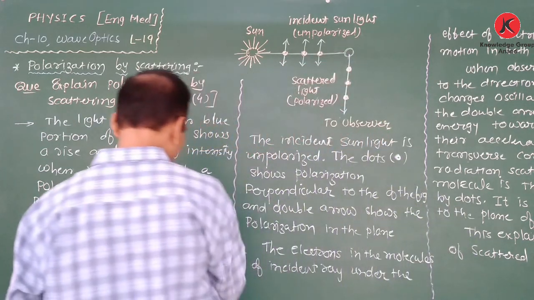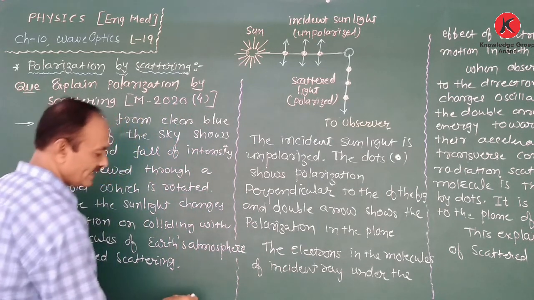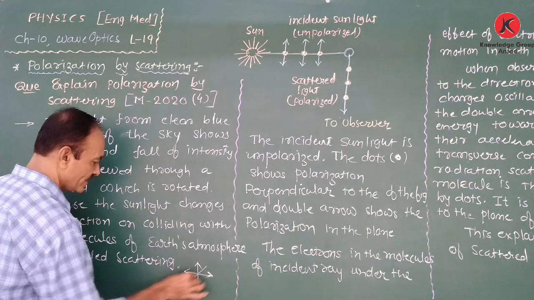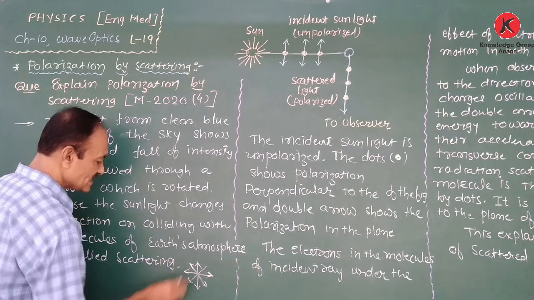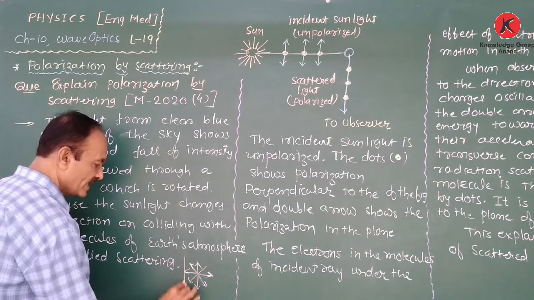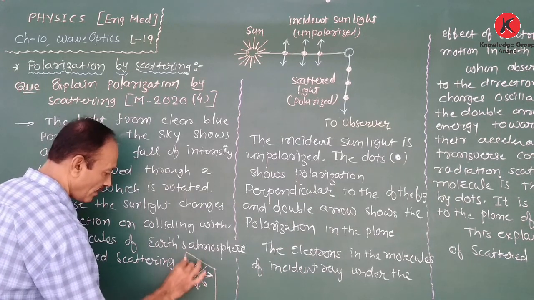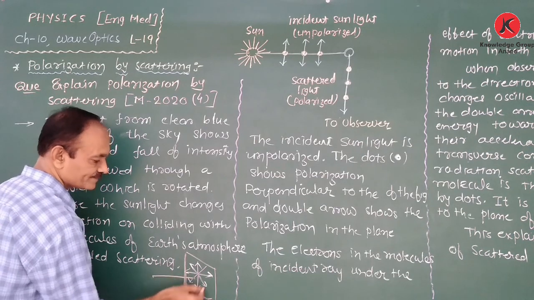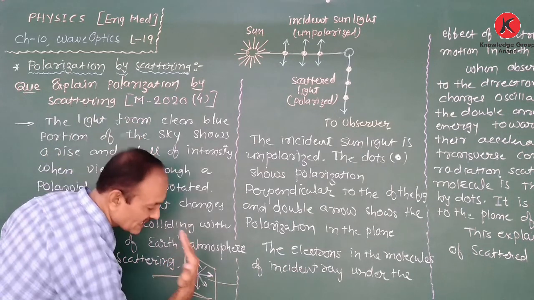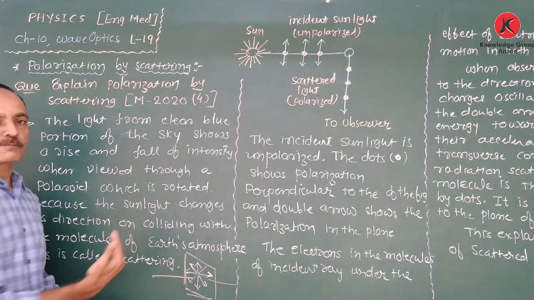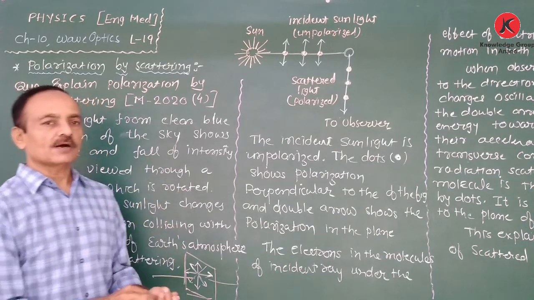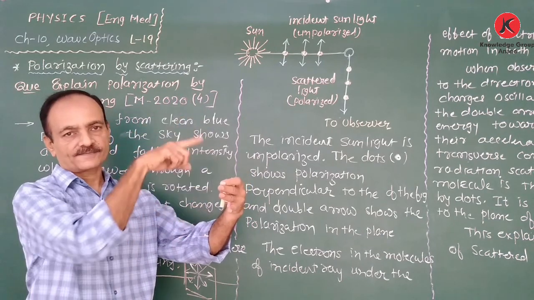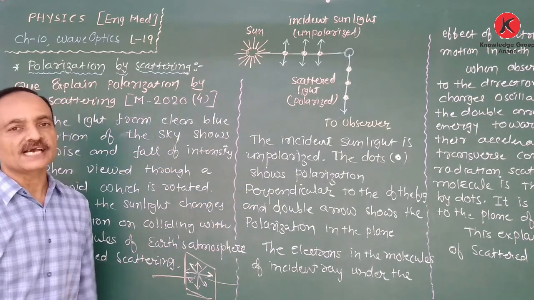In short, unpolarized light is like this. Here the electric field vectors oscillate in all directions in a plane. This plane is perpendicular to the direction of propagation. Suppose the wave is propagating in this direction, then we draw the plane perpendicular to the direction of propagation. In this plane, the electric field vectors oscillate in all directions. So that is unpolarized light.